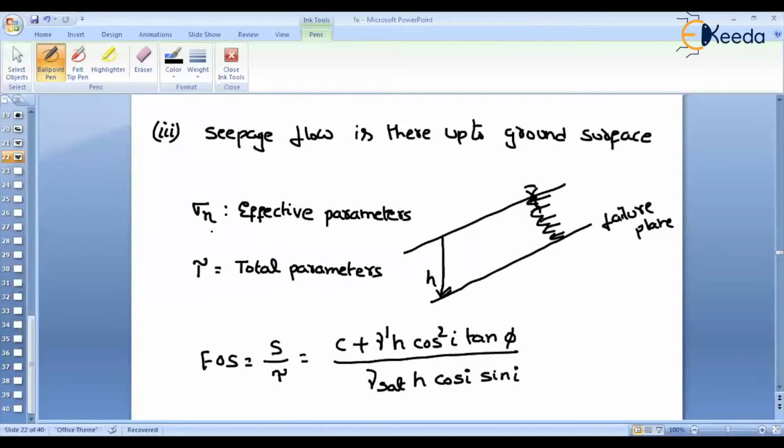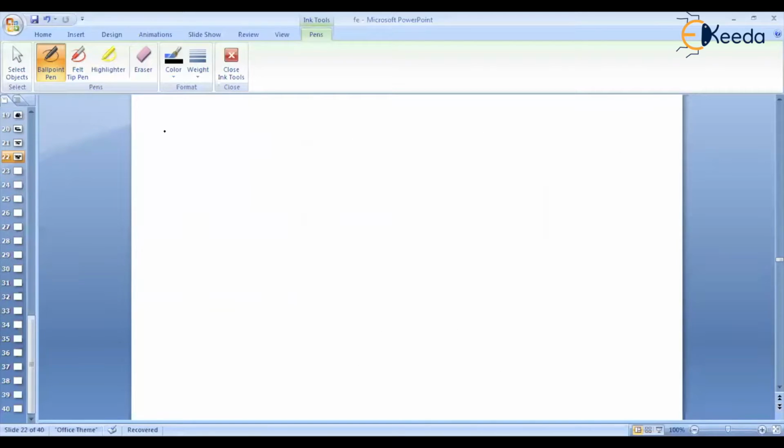Wherever you want to use the normal stress, there you have to use the effective parameters. If you want to find the shear stress, then you have to use the total parameters in these infinite slopes. Just remember, I'm not talking about everything, but about the present specific case. Okay. Next, consider the last case.